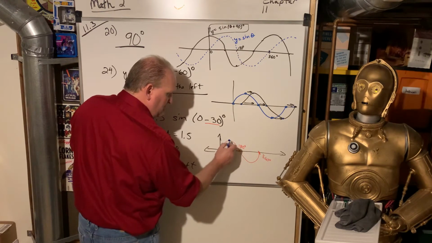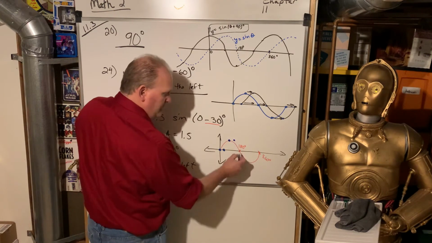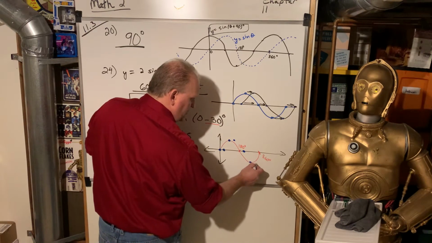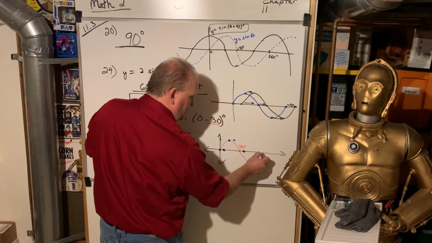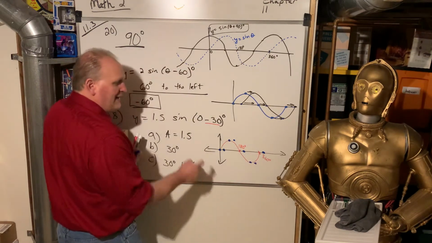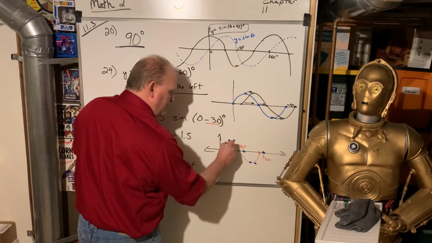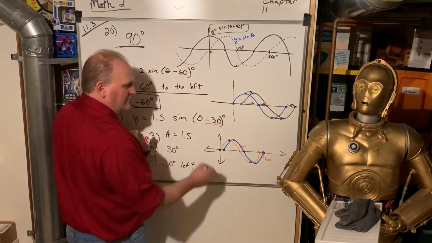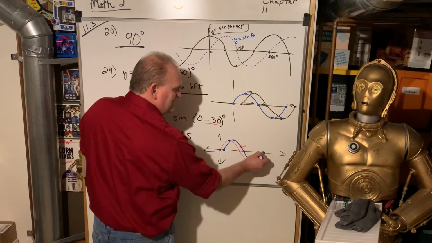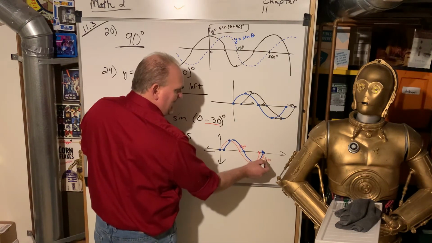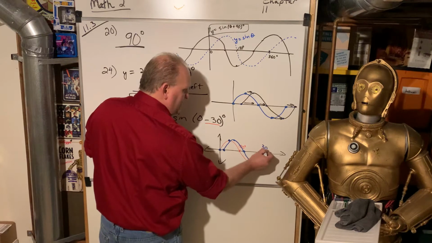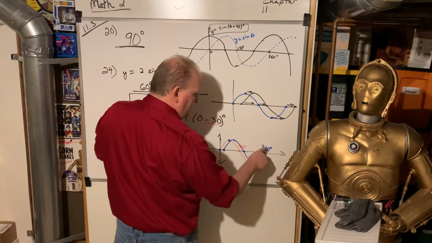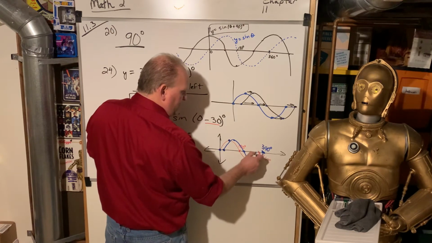This point gets moved to here, 30 degrees to the right. This one, 30 degrees to the right. This one, 30 degrees to the right. This one, 30 degrees to the right. So if I wanted to graph this one, it would look like that. My sine wave would be here. If I wanted these actual numbers, I'd add 30 to 360. That would be 390 degrees. Okay. I would add 270 plus 30. That would be 300 degrees.